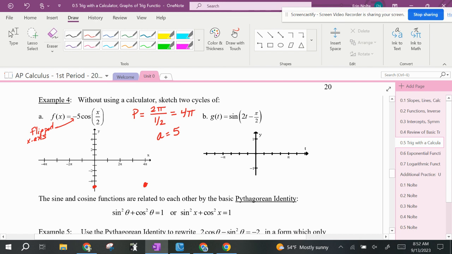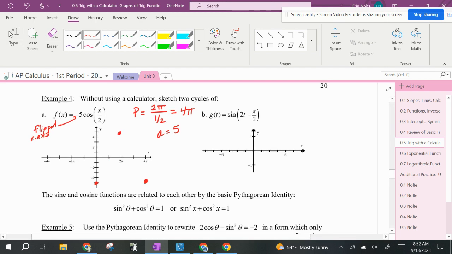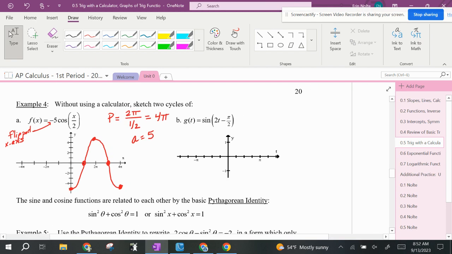So where is it going to max out? What exact point? Good. 2 pi, 5. So to get there, it's got to cross the x-axis exactly at pi and 3 pi. Make sure you're drawing a wave and not a V, a sharp tooth. All right, that one wasn't bad. I like that one.